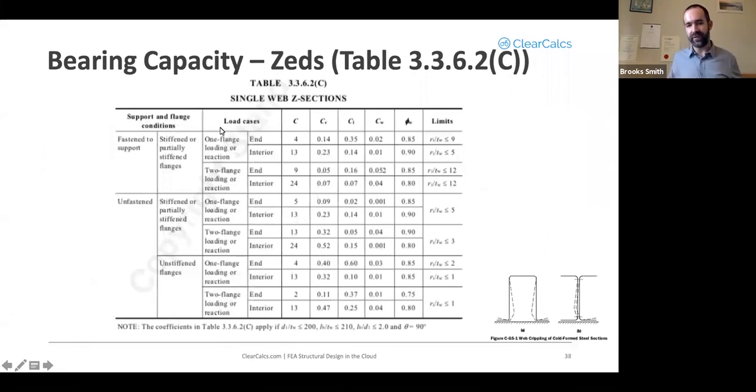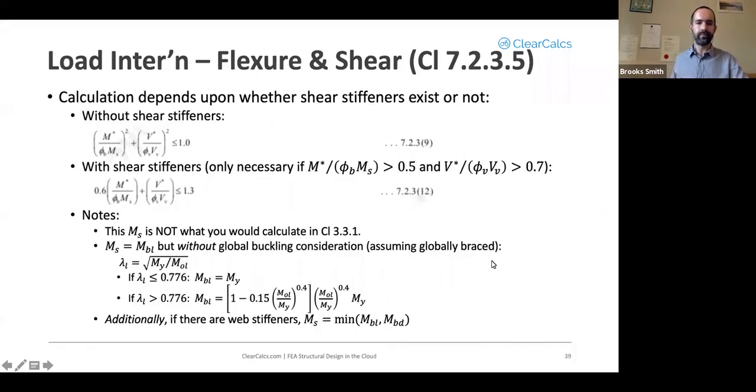For Z sections, you have a similar table as well. A note I'll make for both of these tables, not all possible conditions are always covered by these tables. So for example, if you have an unstiffened flange that is fastened to the support, there is no row specifically for that. If you have that type of situation, use the more conservative of the options. So an unfastened flange that is fastened to the support, just use the unfastened, unstiffened flange rows. They're relevant for that.